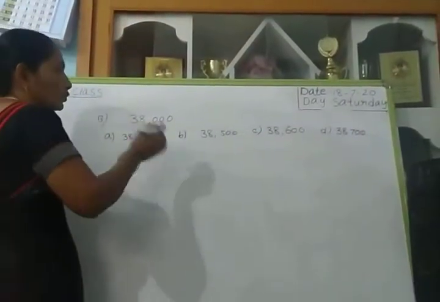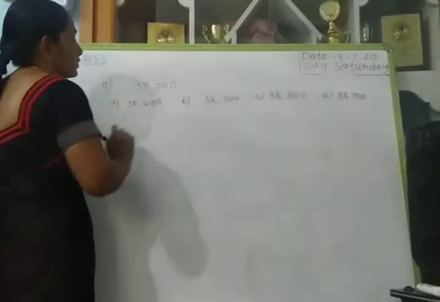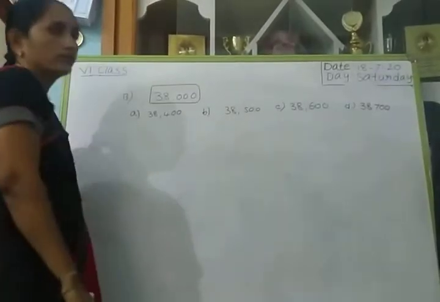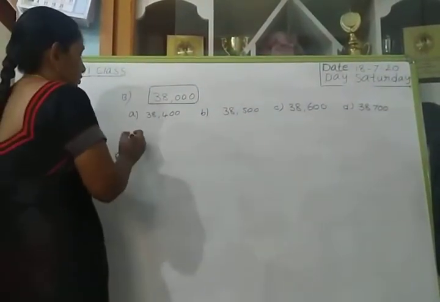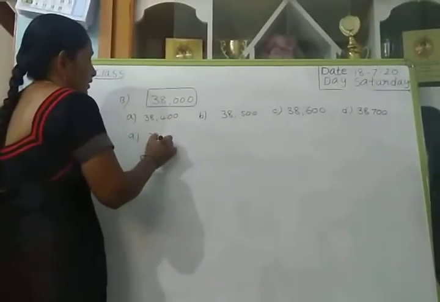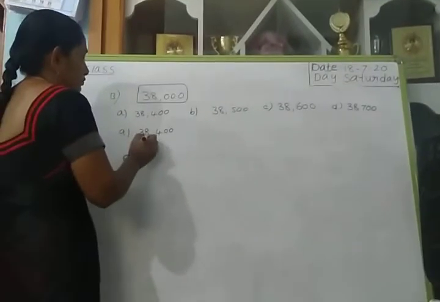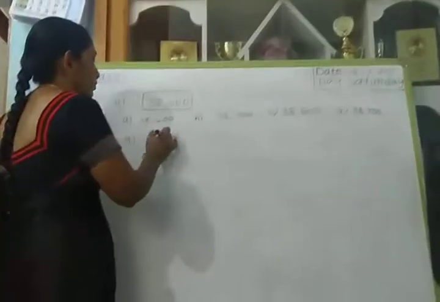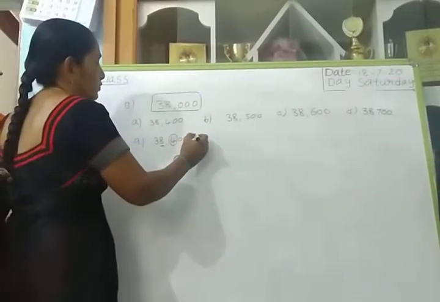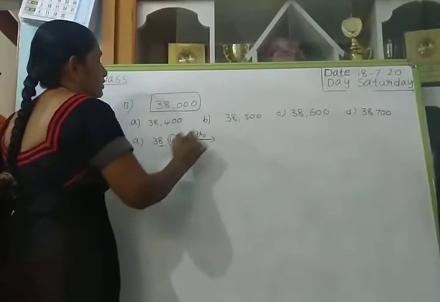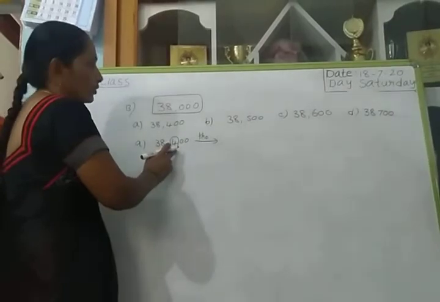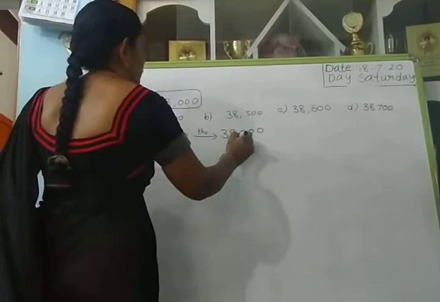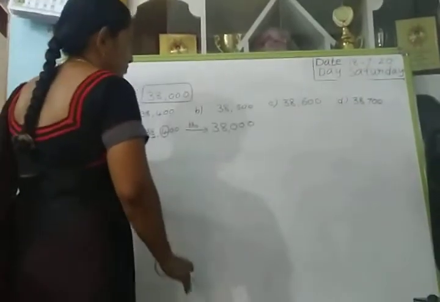So see here, go through the options. In these options, which one, if you round off at the thousands place, will become 38,000. See here, the first option, what they gave: 38,400. Which place do we have to round? Thousands place. When you are rounding to the nearest 1000, we have to see the digit before it, the hundreds digit. So 4 is there. Then what do we have to do? No need to add one, write as it is. So the remaining 3 places make it 0.